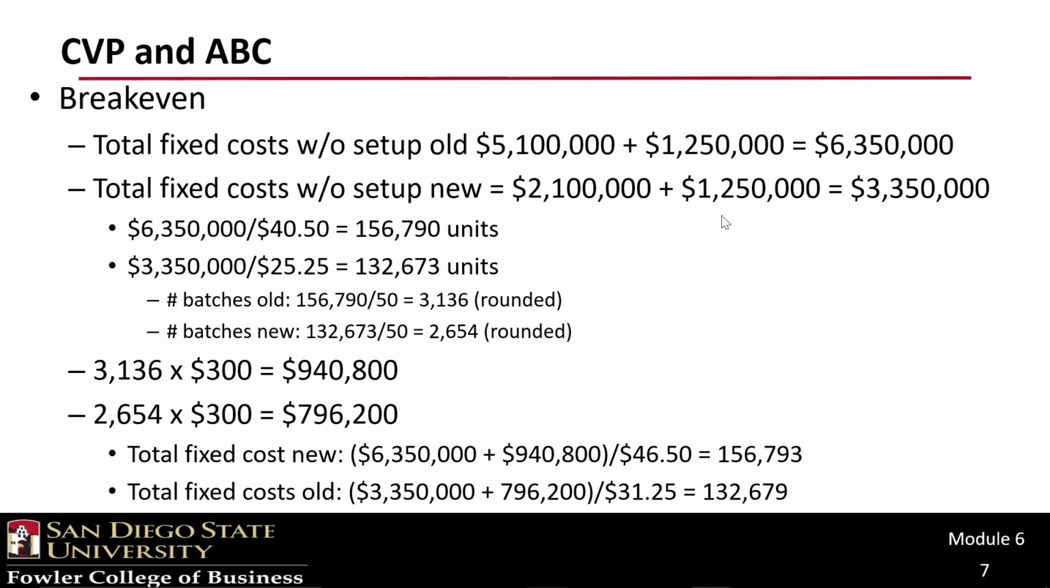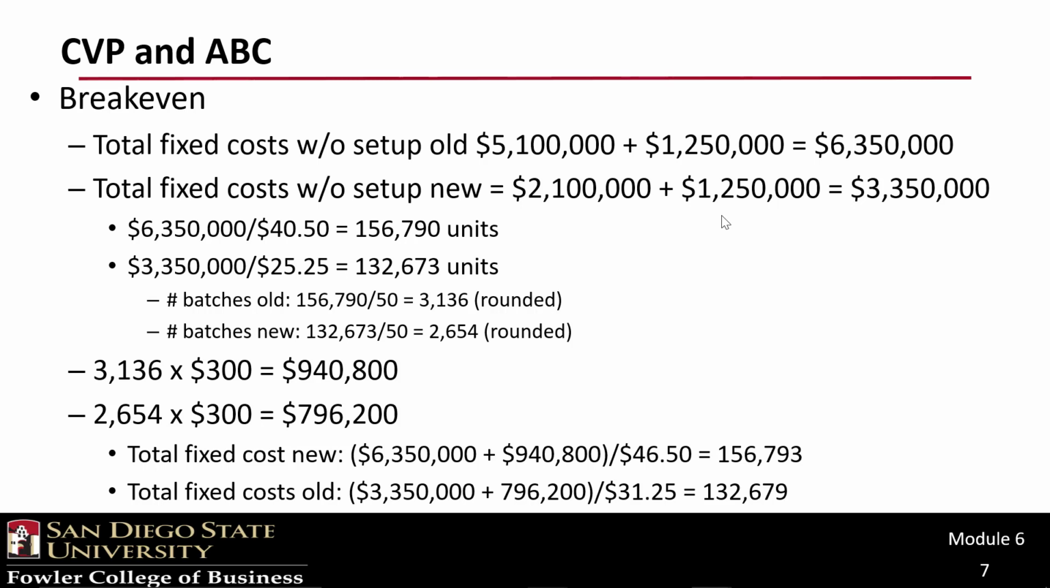So 6,350, which is the total fixed cost without setup. Now I add in the setup costs under the old system. And notice that I'm going to divide not by 40.50, but rather by 46.50. Because remember, I included that $6 batch cost as a variable cost in my contribution margin under the first setup because I had to, because the setup costs were not included in there. Now that I'm including setup costs as a fixed cost, of course it doesn't make sense to include that variable cost any longer, so my contribution margins are bumped up by $6.